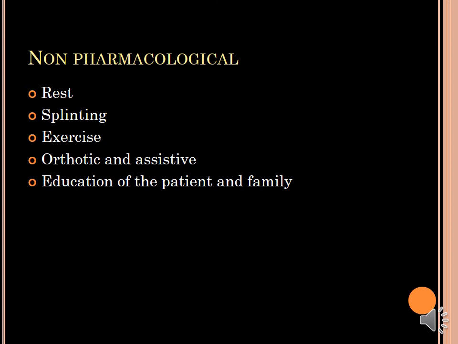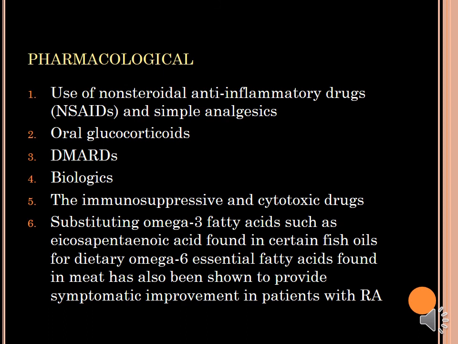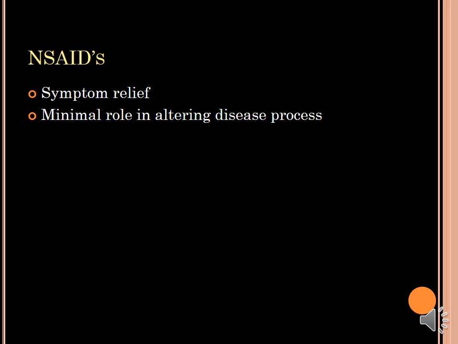Non-pharmacological measures include rest, splinting, exercise, orthotic and assistive devices, and education of the patient and family. Pharmacological agents include NSAIDs and simple analgesics, oral steroids, disease-modifying anti-rheumatic drugs, biologics which include monoclonal antibodies, immunosuppressive and cytotoxic drugs, and substituting omega-3 fatty acids, which in some studies helps also. NSAIDs provide symptomatic relief, but have a minimal role in altering the disease process. They only provide symptomatic relief with no role in disease progression.